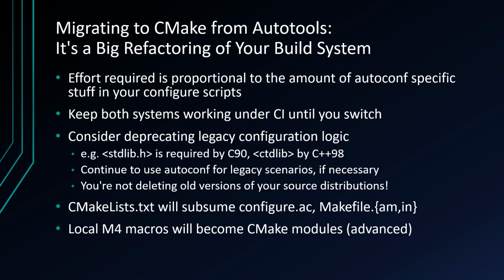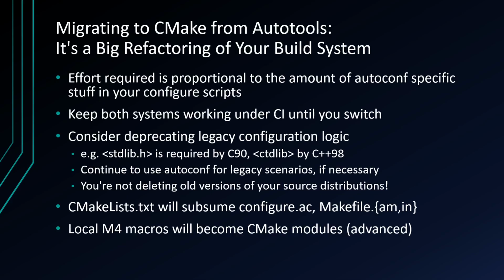So the amount of effort is going to be proportional to the amount of build junk you've got in your Autoconf-specific scripts and your Automake makefiles and so on. Fortunately, the systems are not going to share files pretty much, except for source files. So you can have the two systems in your single source tree in your version control repository. You can have them both running in parallel until you're ready to switch over.